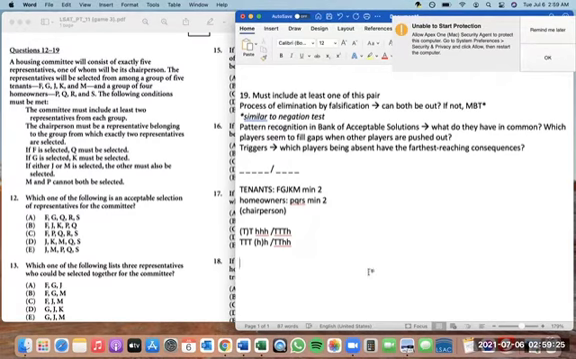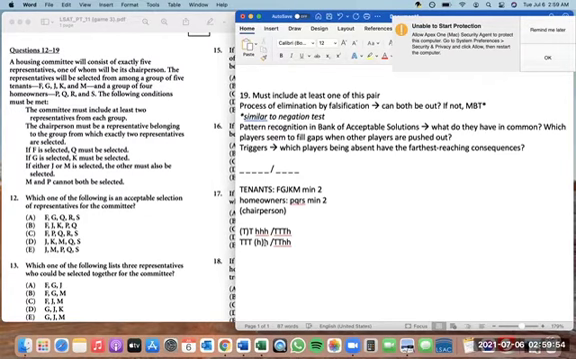We've got a housing committee that consists of 5 reps, one of whom will be the chairperson. The representatives will be selected from among a group of 5 tenants and a group of 4 homeowners. So I have my tenants here, uppercase, homeowners, lowercase, minimum of 2 from each of these, which means that we're going to have 2 tenants, 3 homeowners, or 3 tenants, 2 homeowners. The committee must include at least 2, okay, so that's the first rule there.